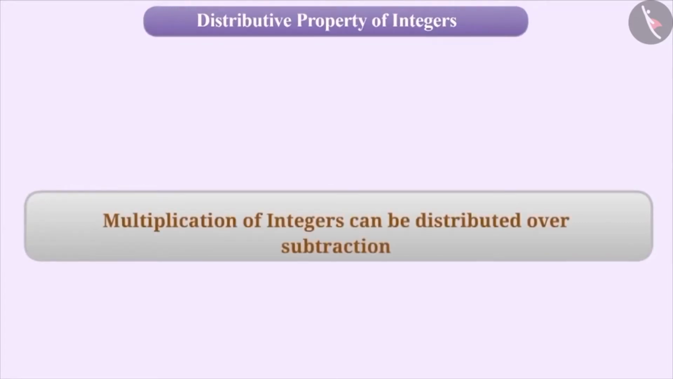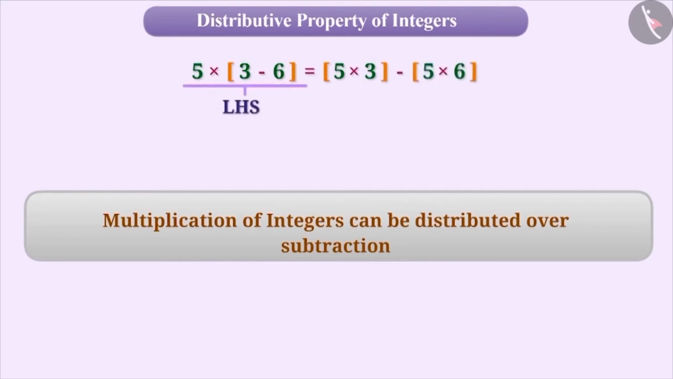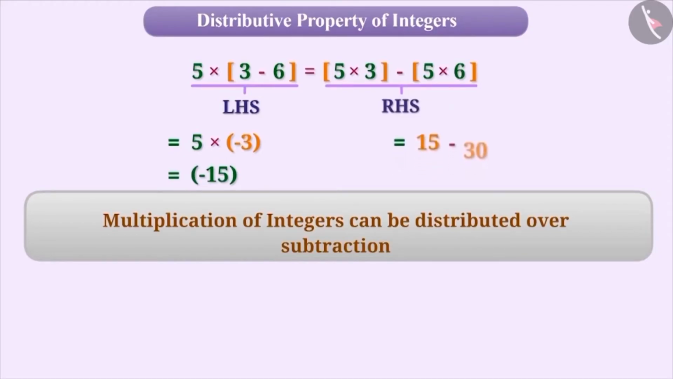Multiplication of integers can also be distributed over subtraction. For example, we can say that 5 multiplied by 3 minus 6 is equal to 5 multiplied by 3 minus 5 multiplied by 6. Here the value of LHS, 5 multiplied by 3 minus 6, is equal to 5 multiplied by minus 3, that is minus 15. Similarly, the value of RHS, 5 multiplied by 3 minus 5 multiplied by 6, is equal to 15 minus 30, that is minus 15. The result is the same in both the conditions.